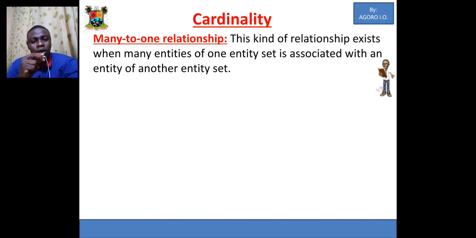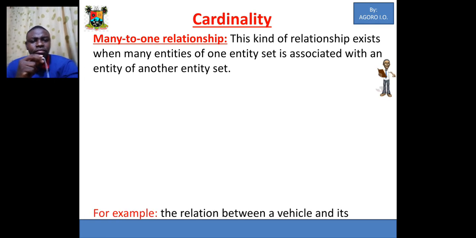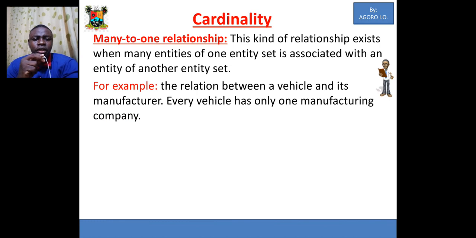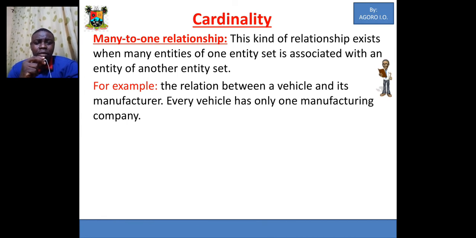What do you understand by many-to-one relationship? This kind of relationship exists when many entities of one entity set are associated with an entity of another entity set. For example, the relation between a vehicle and its manufacturer. Every vehicle has only one manufacturing company. That is many-to-one relationship. Taking for example, Toyota company, we can have several models of Toyota, but all these are manufactured by one company. So many-to-one relationship.